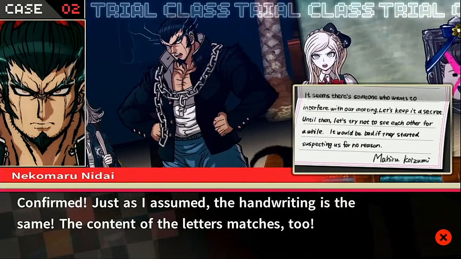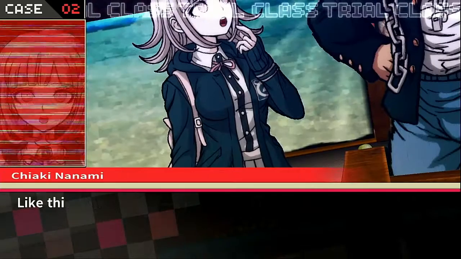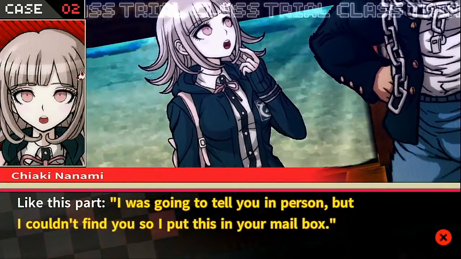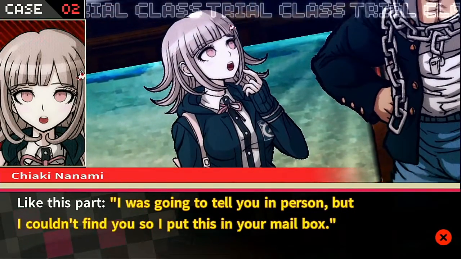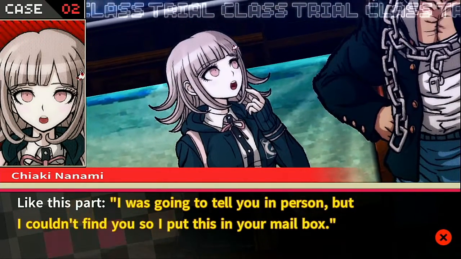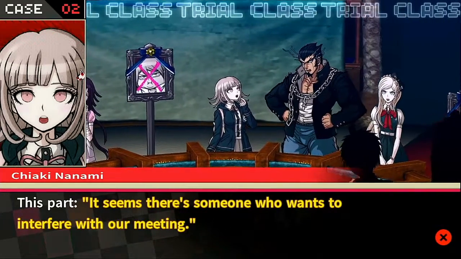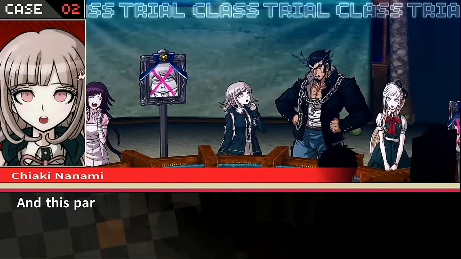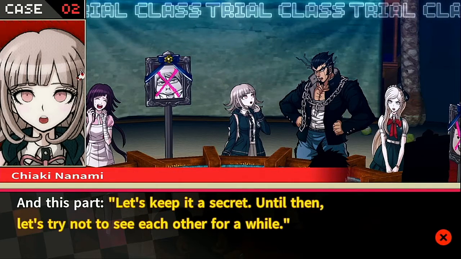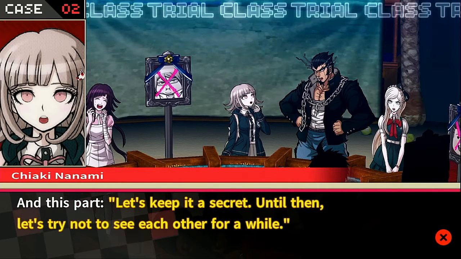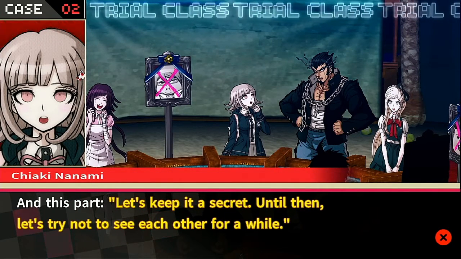The content of the letters matches too. Like this part. I was going to tell you in person, but I couldn't find you, so I put this in your mailbox. This part. It seems there's someone who wants to interfere with our meeting. And this part. Let's keep it a secret. Until then, let's try not to see each other for a while.